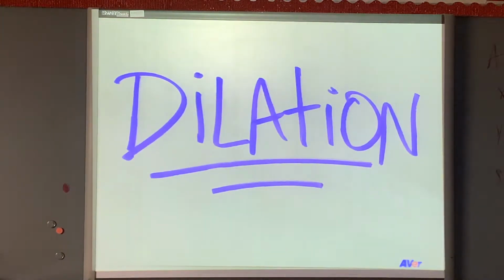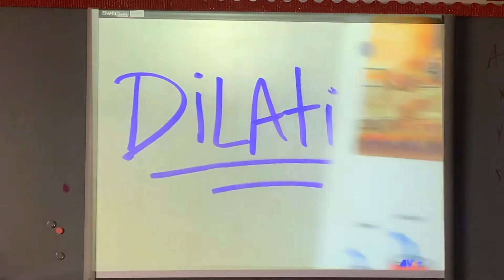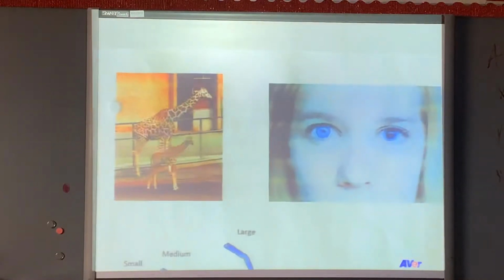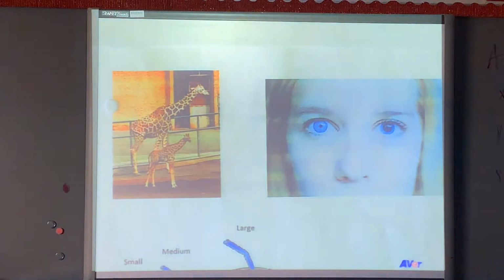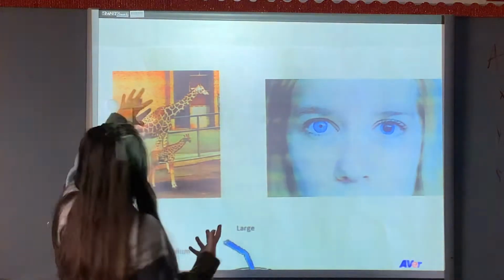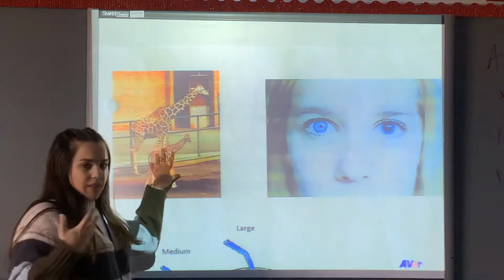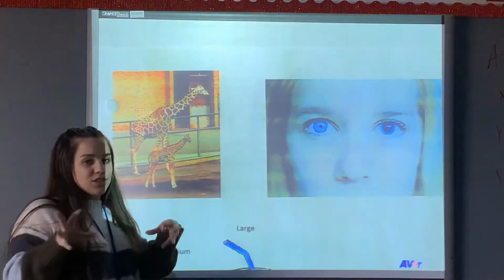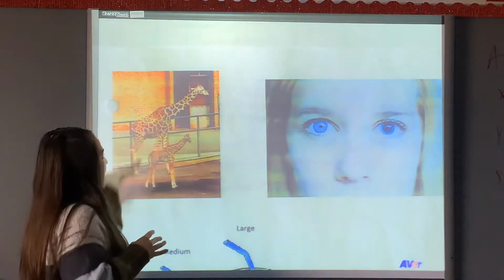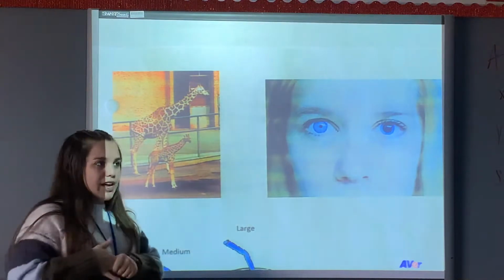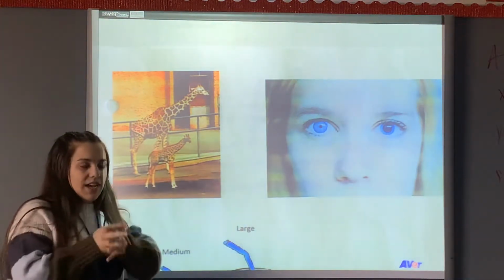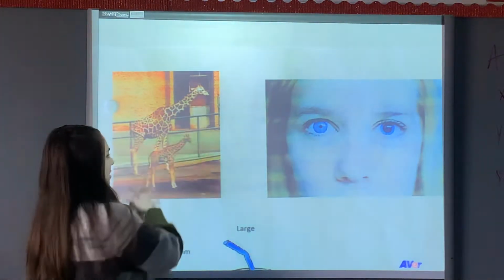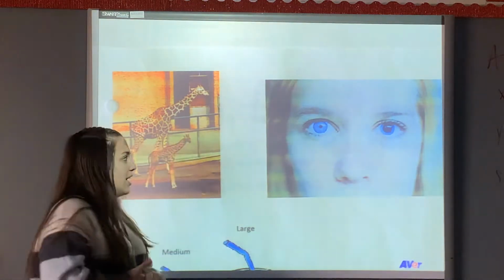It is something that looks like this. Here are two examples of dilation. You might notice that the giraffe has a little baby giraffe next to it. It's like a miniature version of the giraffe. A baby giraffe is almost like a real life scaled down version of a normal sized giraffe, right? This is called a dilation.